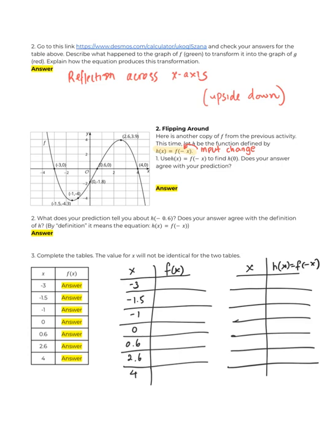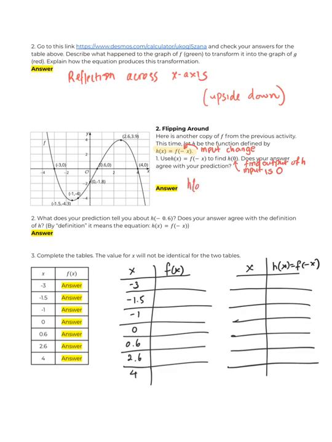So whatever x's input is, f of x's input is, you're going to put a negative sign in front of it, and you will get the new input for h of x. So let's use this equation to find h of 0. The input is 0, and it's asking us to find the output of function h when the input is 0.